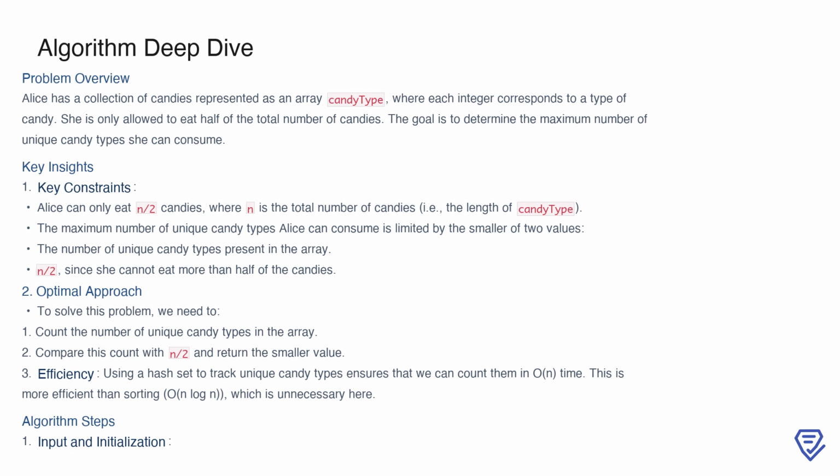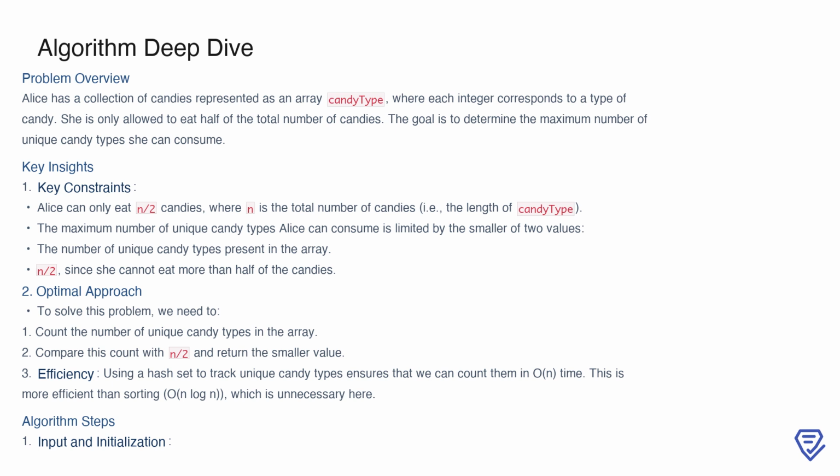The challenge is that she can only eat half of the total candies, determined as n/2, where n is the length of the array. Our goal is to figure out the maximum number of unique candy types she can consume given this restriction. To solve this, there are two key constraints to consider. First, the maximum number of unique candy types Alice can eat is limited either by the total number of unique candy types in the array or by n/2, whichever is smaller.